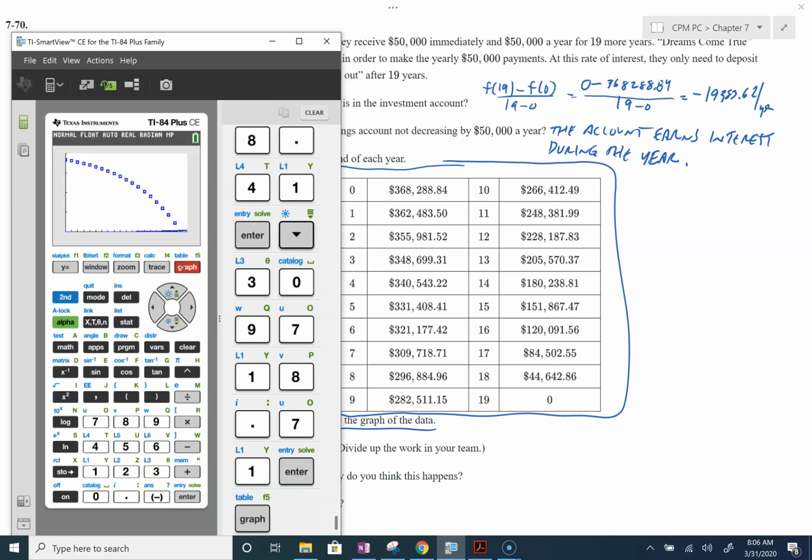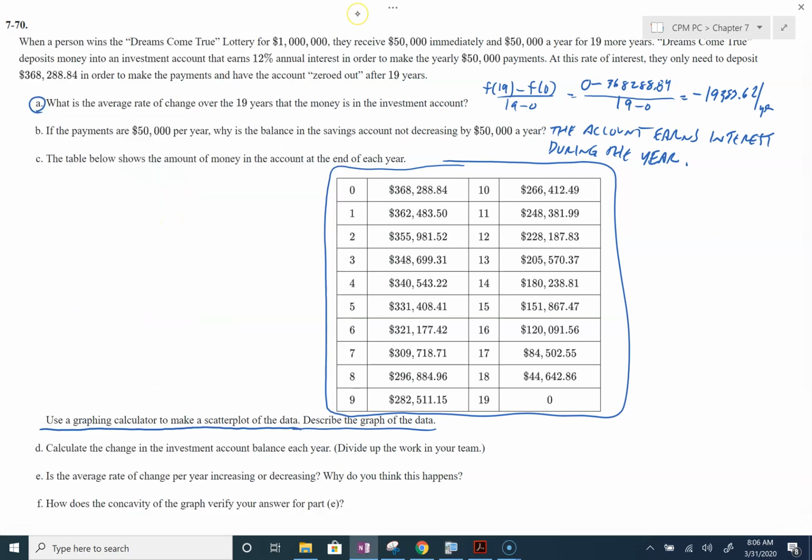And now when I graph, good, it looks like all my data fits that curve, and again, that looks like an upside down parabola. And so parabolas are quadratic.